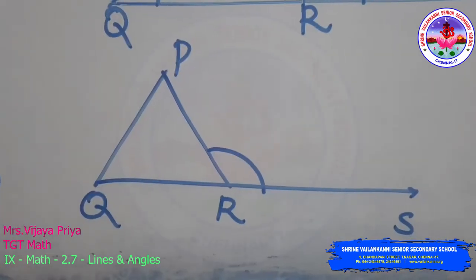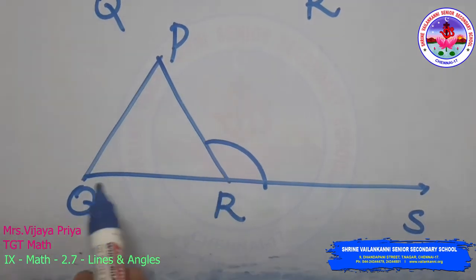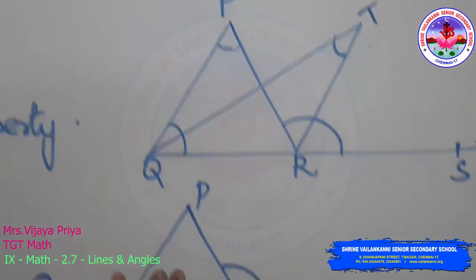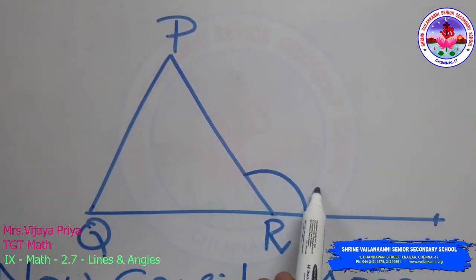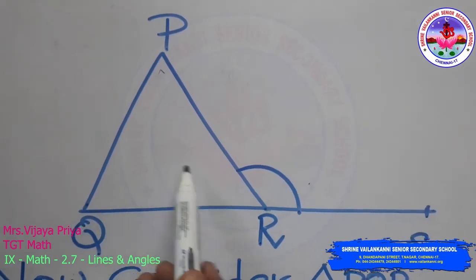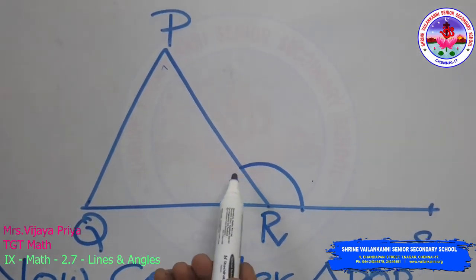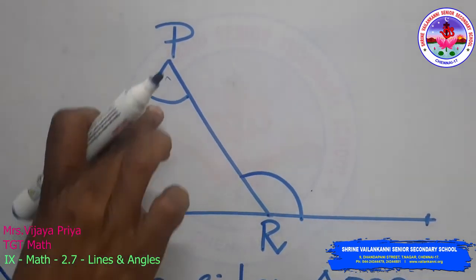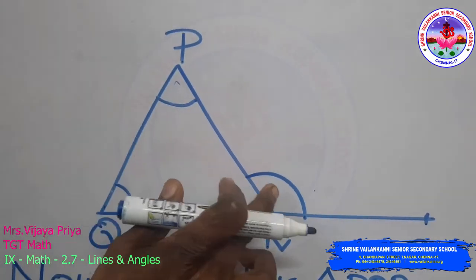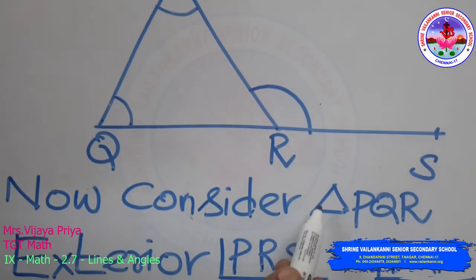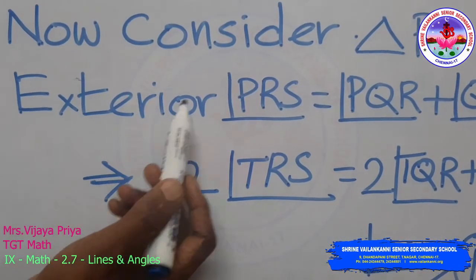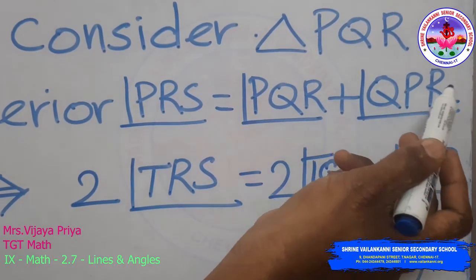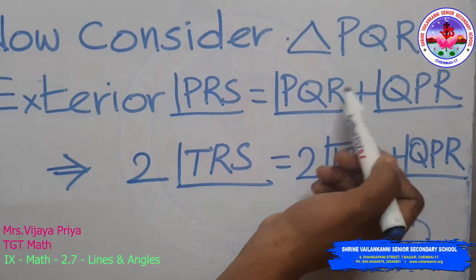Coming to the solution, here I am going to draw a separate triangle. From the figure, I have taken my PQR triangle separately, where PRS is an exterior angle for this triangle PQR. So my exterior angle is equivalent to the sum of the two interior opposite angles, where my angle P and angle Q are the two interior opposite angles for my exterior angle. So consider triangle PQR, where exterior angle PRS is equal to angle PQR plus angle QPR. Those two are interior opposite angles of a triangle.